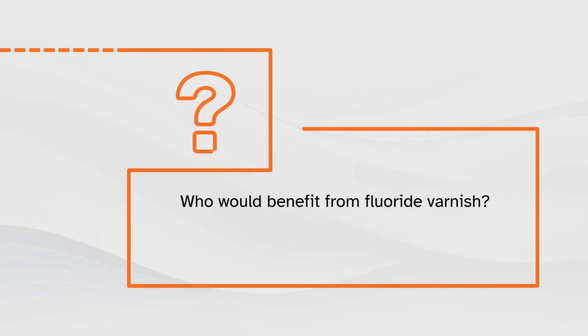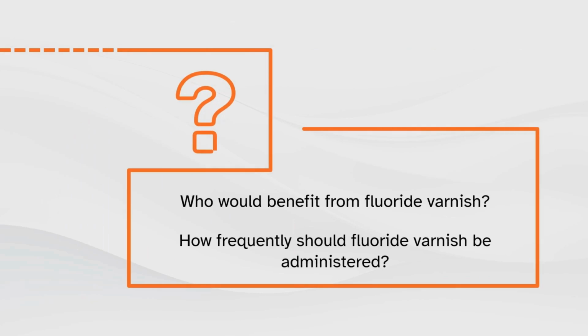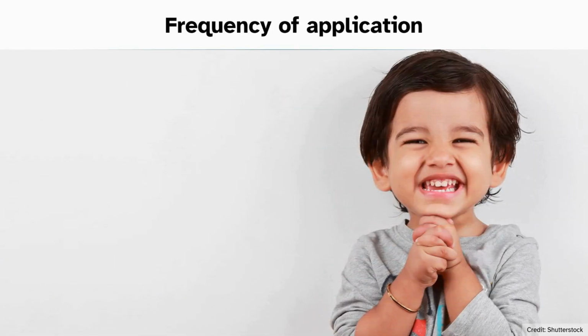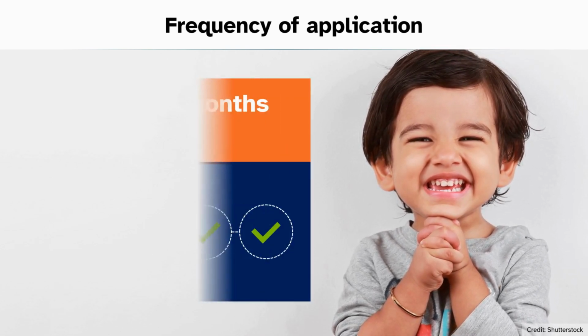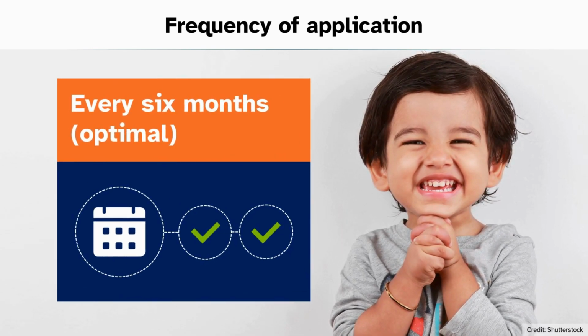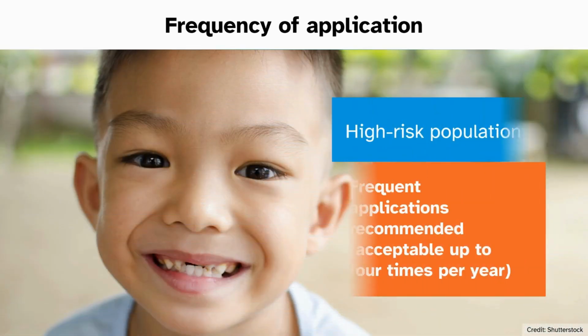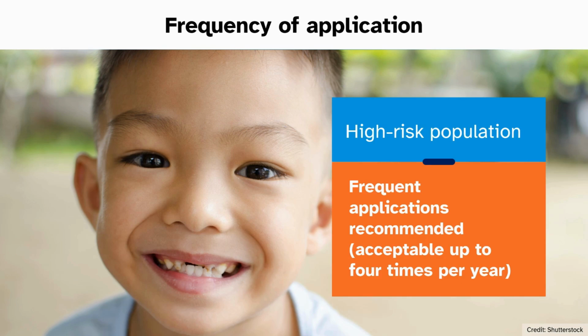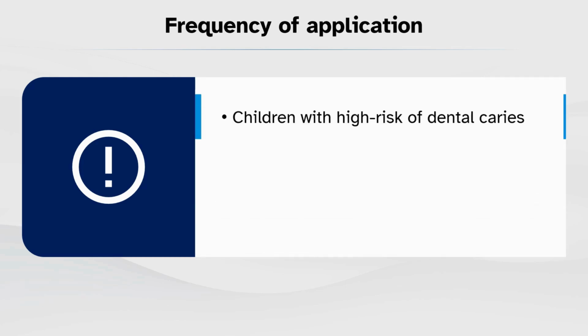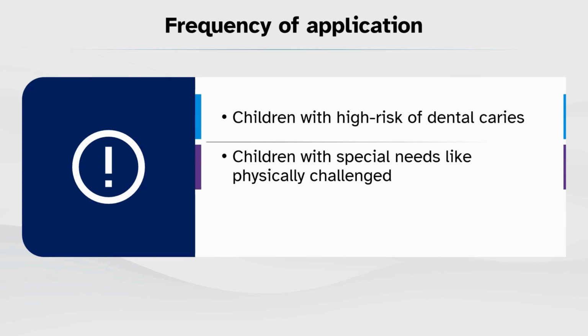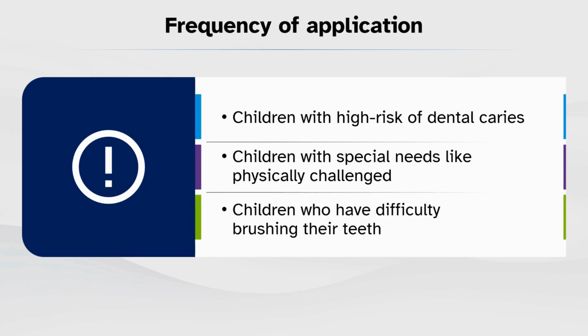Who would benefit from fluoride varnish, and how frequently should fluoride varnish be administered? Fluoride varnish has been shown to be effective when reapplied after a certain interval. Application of fluoride varnish after every 6 months, that is twice yearly, is considered optimum. For children at higher risk, more frequent applications are recommended, acceptable up to 4 times per year. The frequency of application should be higher in children with high risk of dental caries, children with special needs like physically challenged, and children who have difficulty brushing their teeth.